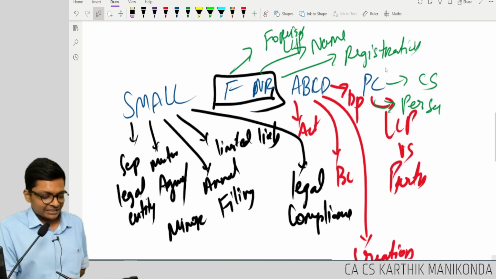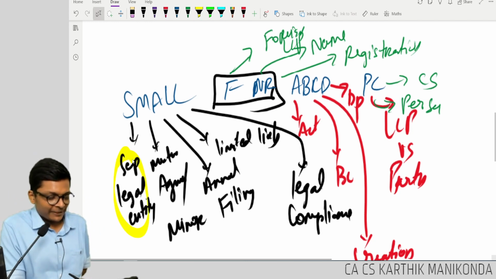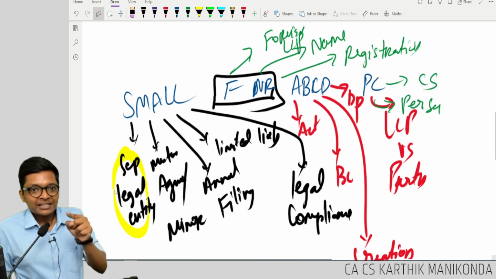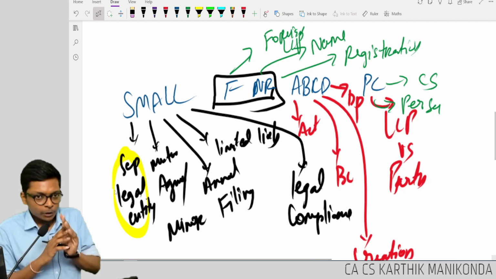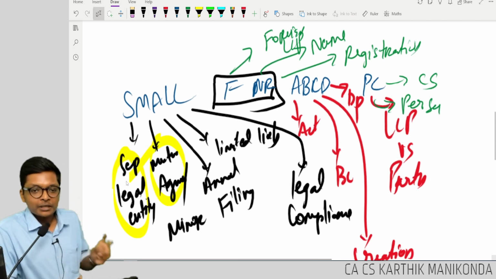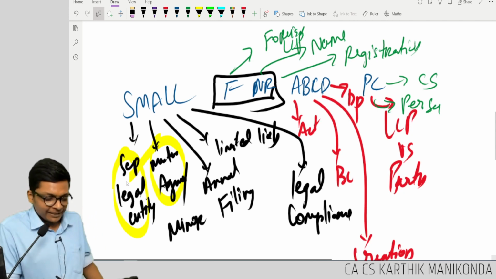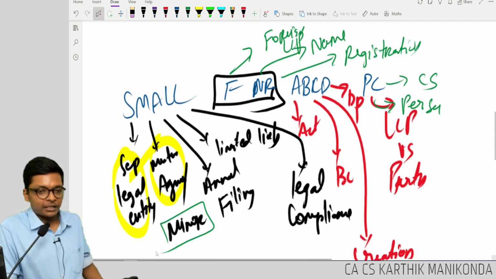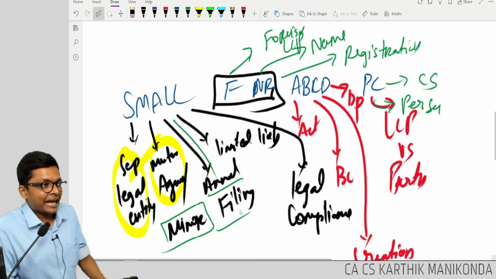To quickly finish this, guys, S stands for separate legal entity. LLP has separate legal entity. Partnership, no separate legal entity. M is mutual agency and minor as a partner. So minor, I'll come to that later. Minor as a partner.